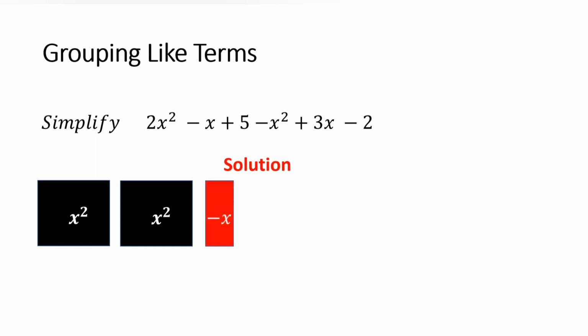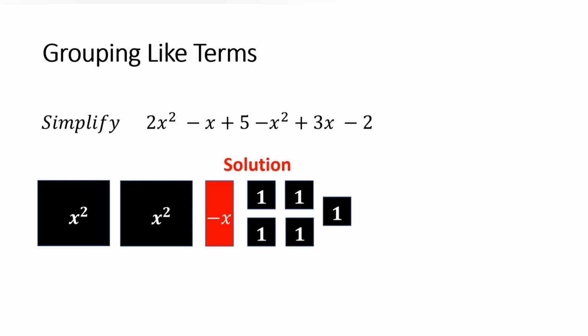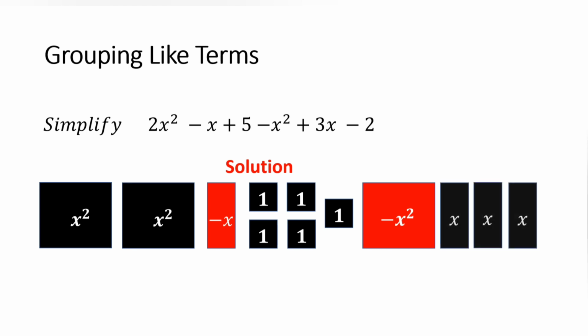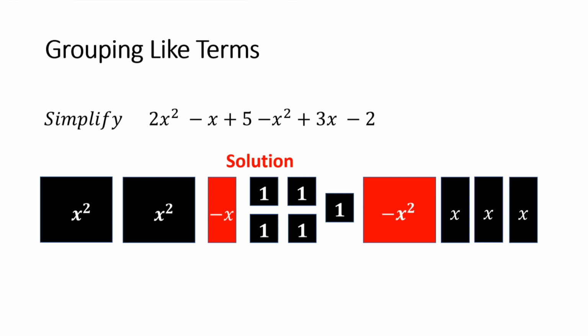Positive 5 means we are going to use 5 of the unit tiles. Minus x squared means we are going to use 1 of the larger square tile on the flip side. Positive 3x means we are going to use 3 of the rectangular tiles on the positive side. Minus 2 means we are going to use 2 of the unit tiles but on the flip side.